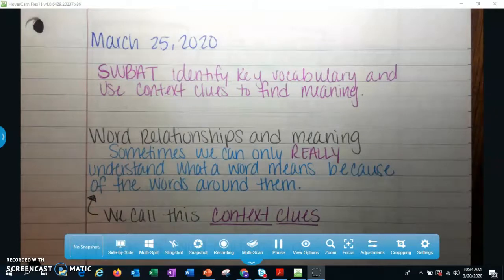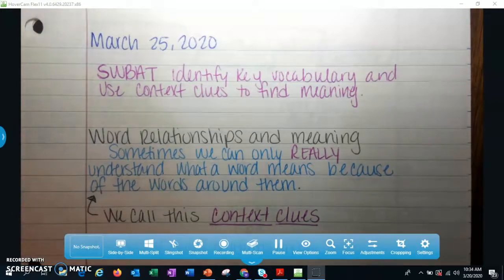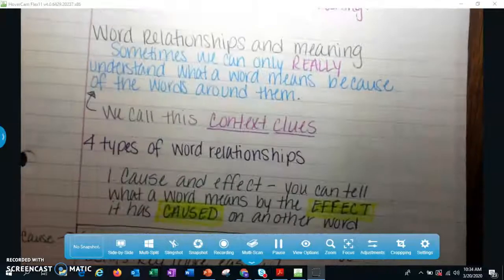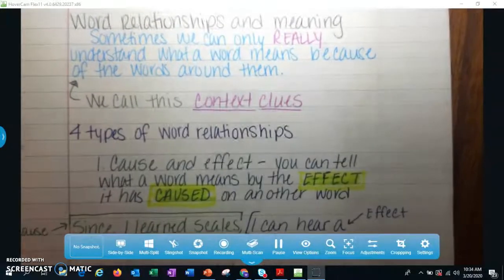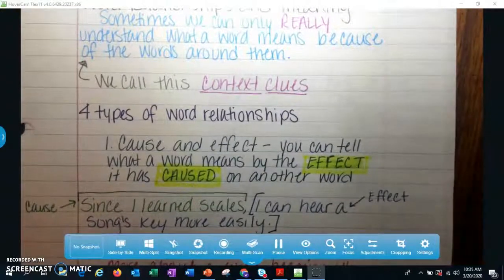Okay? So, word relationships and meaning. We've talked a lot about vocabulary words. We've talked a lot about context clues. So let's jump right into some specific things that I want to review with you. Sometimes you can only really understand what a word means by looking around at the words around it, and we call this context clues. Okay, so there are four types of word relationships. The first one that we're going to look at is cause and effect. You can tell what a word means by the effect it has caused on another word.